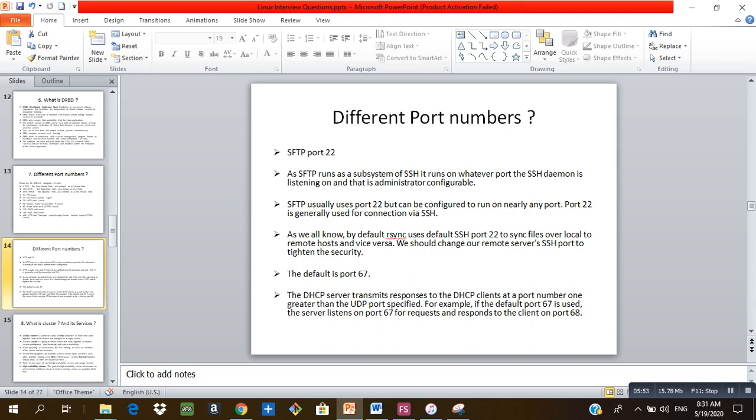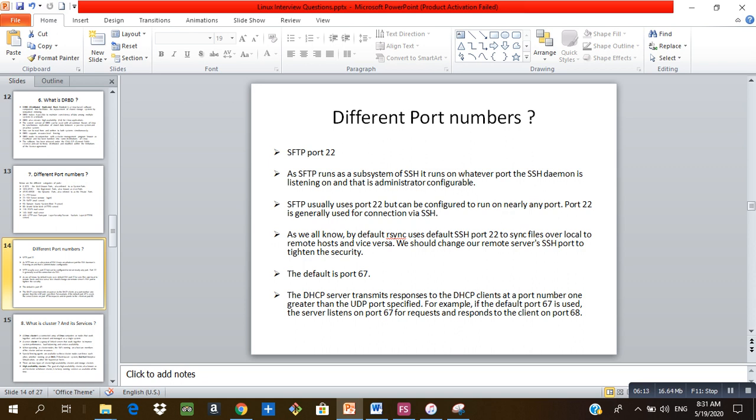SFTP usually uses port 22 but can be configured to run on nearly any port. So these are some things that you need to note. Port 22 is generally used for connection via SSH. 22 is used for taking your server's session through SSH, that is secure shell.